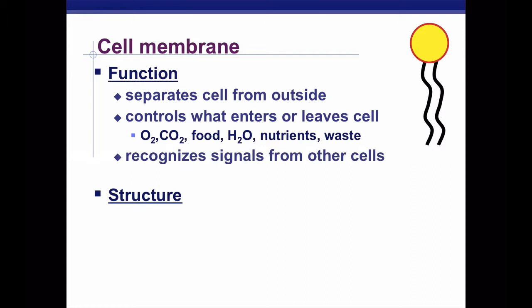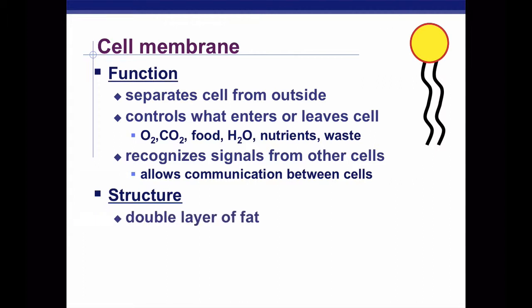Water balance is very important for a cell. Too much water, the cell could burst and die. The membrane also recognizes signals from other cells and allows communication between cells. The structure of a cell membrane is a double layer of fat, but it's actually a special type of fat called a phospholipid.